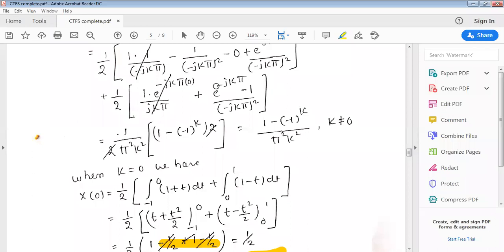Is it okay? (E power minus jπ) whole power k, right? E power minus jπ is nothing but minus 1. (Minus 1) power k I have done here.